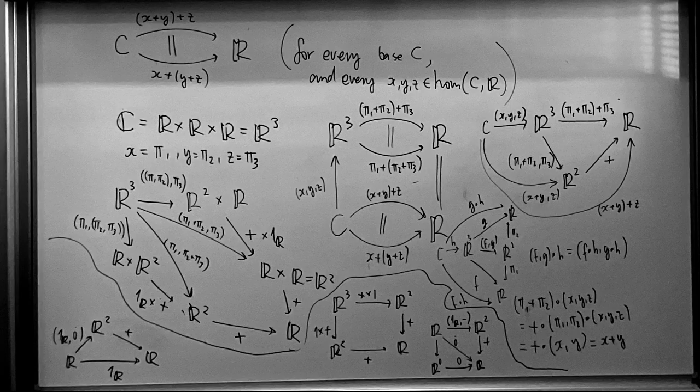Because what are elements of R cubed? They're triples x, y, z, right? What do these maps do to that element? The first map. So what does pi 1 plus pi 2 do? It projects on x, projects on y, and then adds them. So the first map gets mapped to x plus y plus z. Second one gets mapped to x plus y plus z. And so if they're equal, then these are always equal.